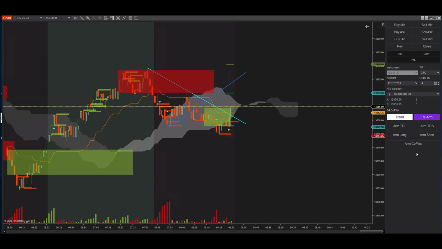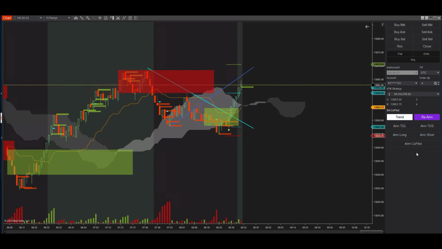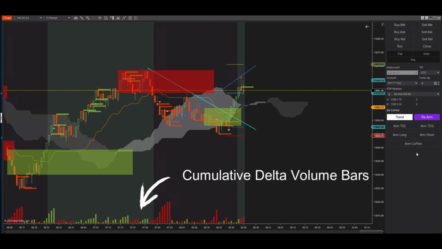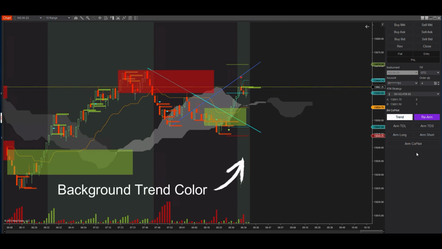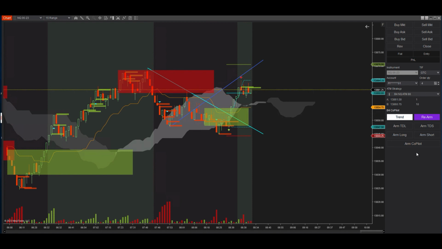Alright guys, here we are at the open of the session. We're going to do things a little bit differently today. I'm going to be using the Ichimoku exclusively here with our B4 squeeze. I'm going to be using other elements of the chart here, like our cumulative delta volume bars and our background trend change colors. I'm going to go through and just talk about how I use the system from a macro standpoint.